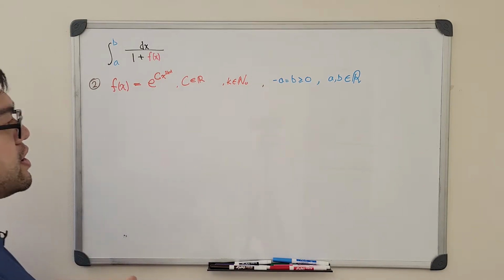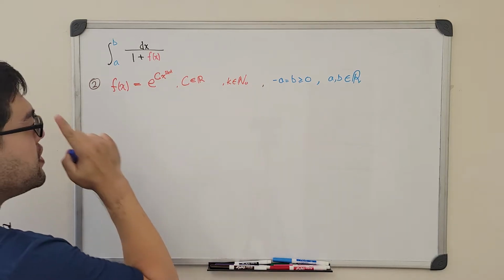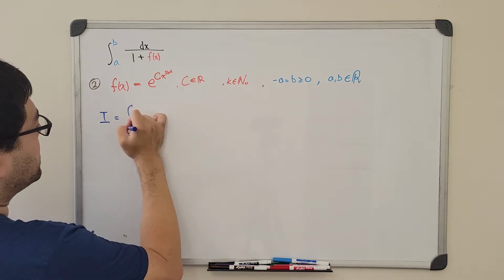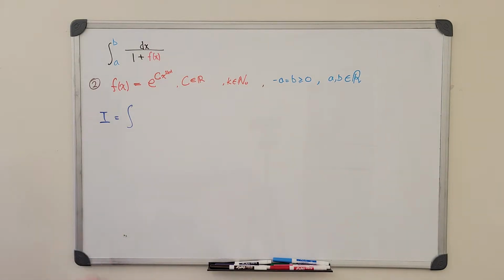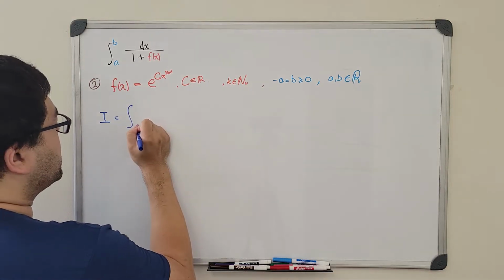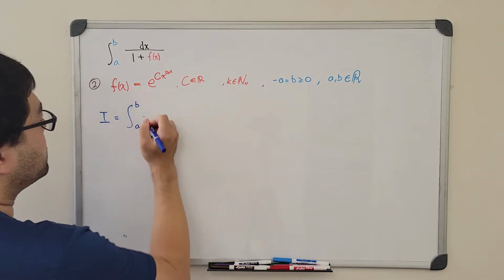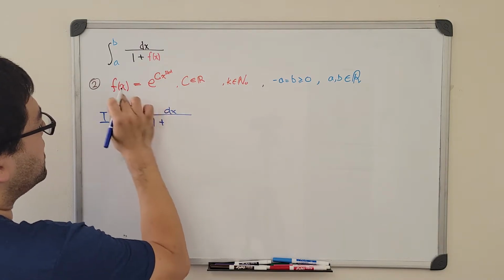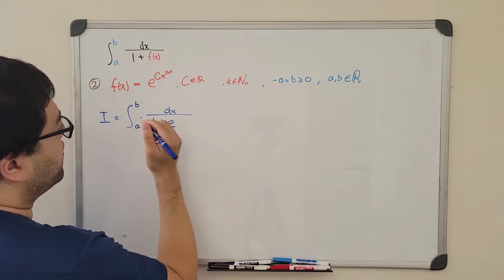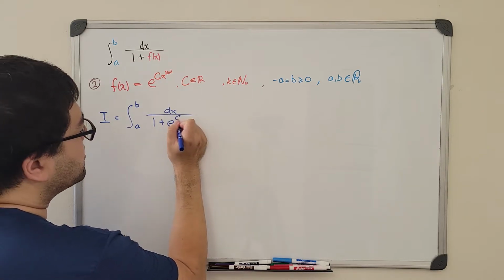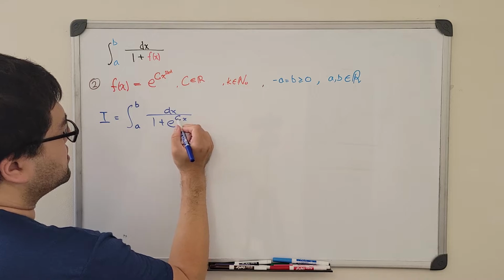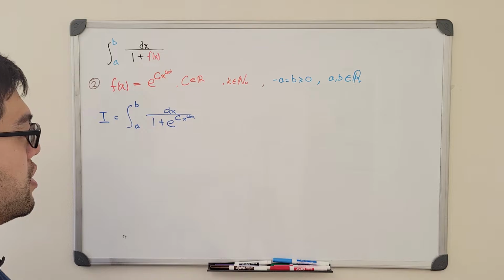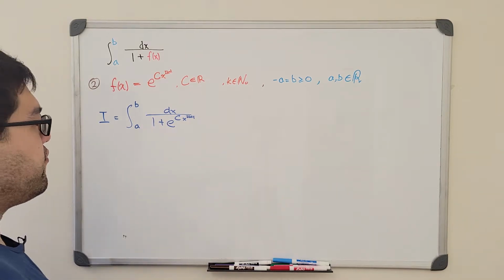So how are we going to do this? Here we go. First, let's take a look at the integral itself. Let's give it a name, I. So we have the integral I from a to b of dx over 1 plus the function, where the function is given up here, e raised to the c x to the 2k plus 1 power. Good. So let's see what we can do first.